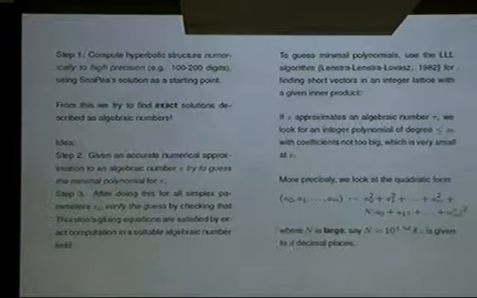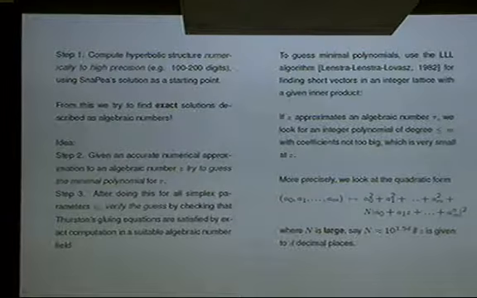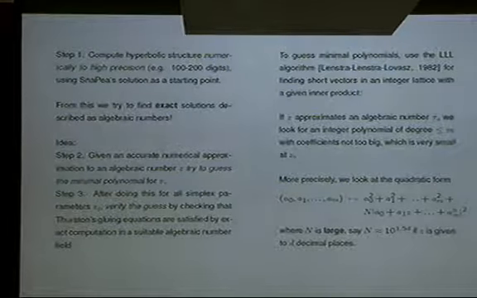Okay, so the question is, how do you guess minimal polynomials? Well, this uses the famous LLL algorithm, which basically gives you a good way of finding short vectors in an integer lattice, which is equipped with some kind of inner product. And here's the basic idea.